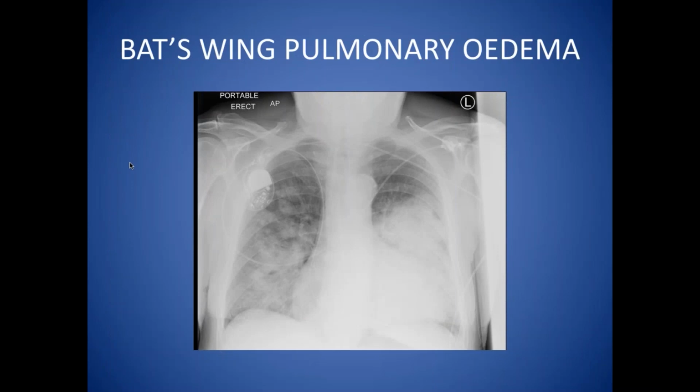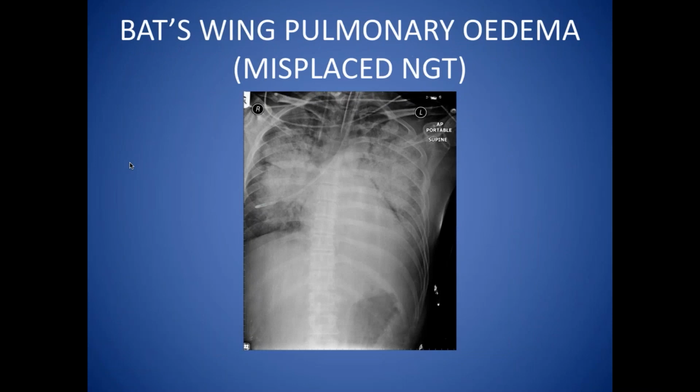Another example of bat's wing pulmonary edema. The clue that the patient may have a cardiac problem is that in spite of the AP nature of the film, the heart looks enlarged and also the pacemaker. This is a film you've seen earlier, just a nice example of bat's wing pulmonary edema, but the most important thing here is the NG tube in the wrong place.